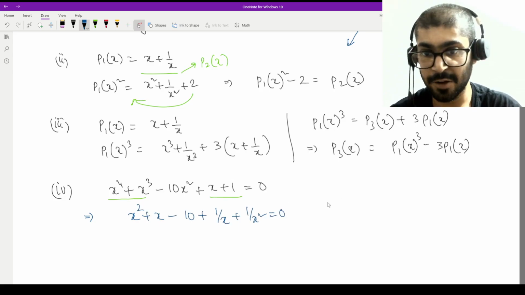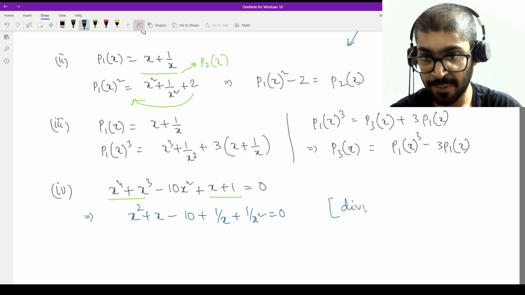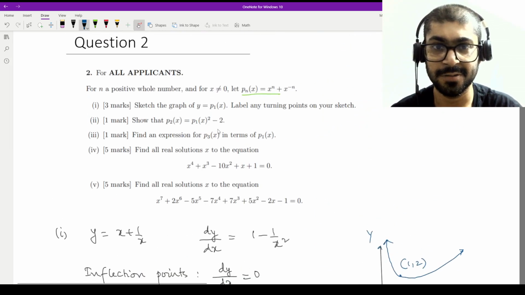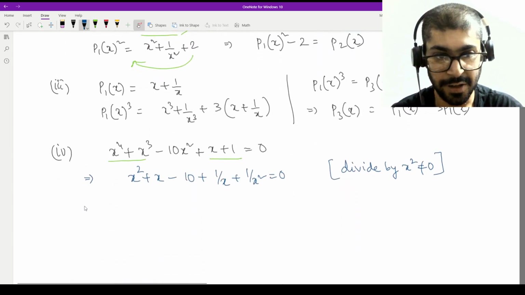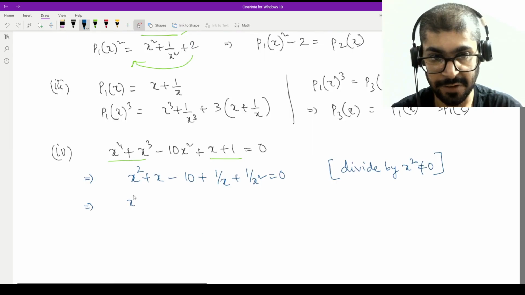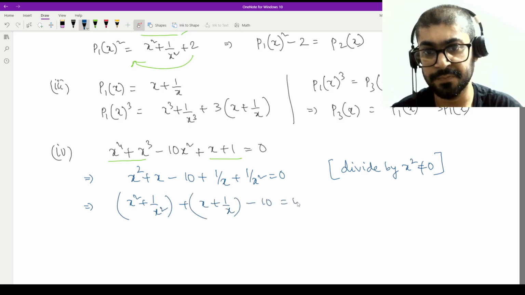Why does this happen? Because we divide by x square, not equal to 0. Why is x square not equal to 0? Because x is not equal to 0. That is given. Alright. So again, this becomes quite easy because we have x square plus 1 by x square. I am just grouping the terms together. Plus x plus 1 by x minus 10 equal to 0.